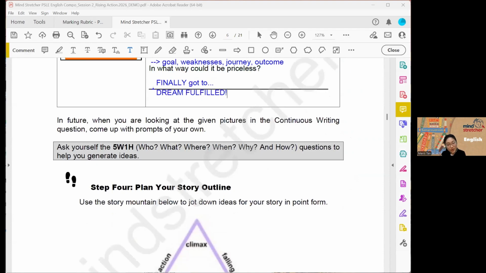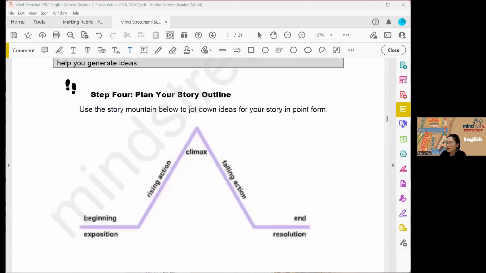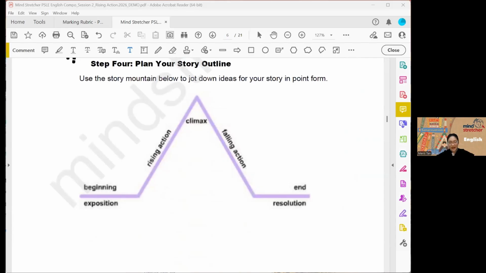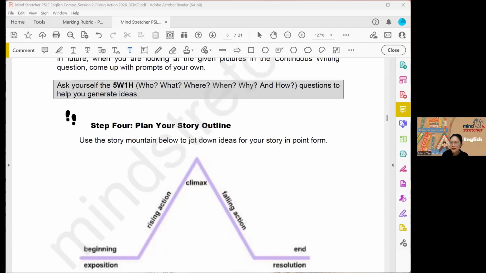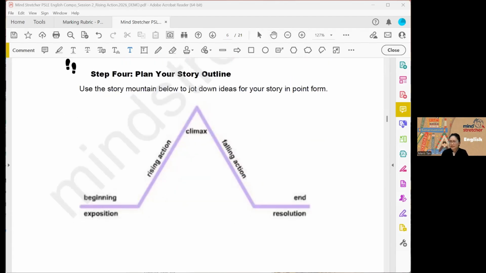All right. Let's look at the story mountain. Last week, I told you let's plan from the middle part, right? Because that's where the bulk of the story is going to be. So the climax for a story like something priceless. What's going to happen at the climax? Tell me, what's going to happen at the climax for a story about something priceless? You can tell me in chat.